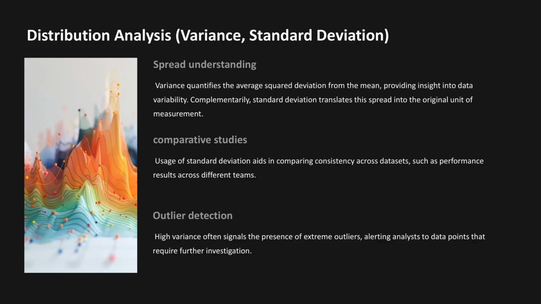Distribution analysis using variance and standard deviation helps us quantify how spread out data are. Variance measures average squared deviation, while standard deviation brings that spread back to original units, useful for comparing consistency across groups and spotting unusually high variance that may indicate outliers needing further investigation.